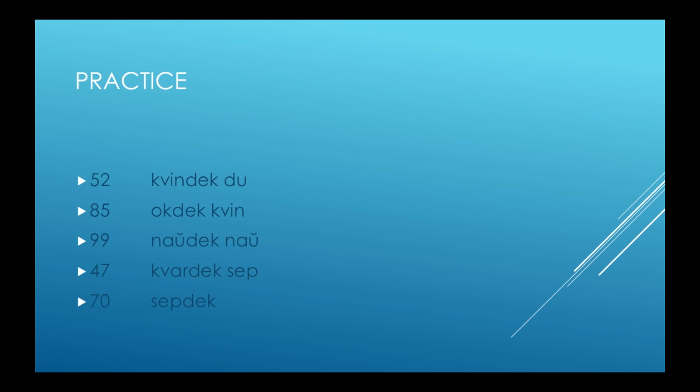I've got a couple other random numbers just to show you so that you can get more familiar with the pattern. 52, kvindek du. 85, okdek kvin. 99, naudek nau. 47, kvardek sep. And 70 is sepdek.